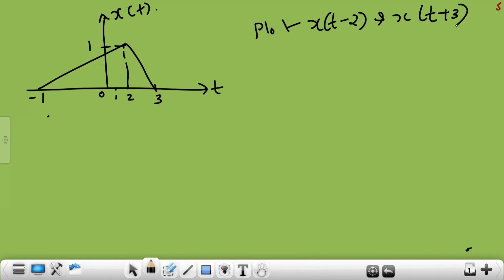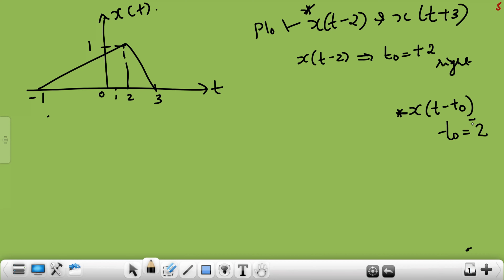So by plotting this x of t minus 2, it is understood that t0 is positive 2 and you need to shift towards right. Is this clear for you? Because the general way of representing any time shifted signal is x of t minus t naught. Compare this format with the given signal. When you compare, it is understood that t0 is positive 2 and you need to shift the signal towards right.